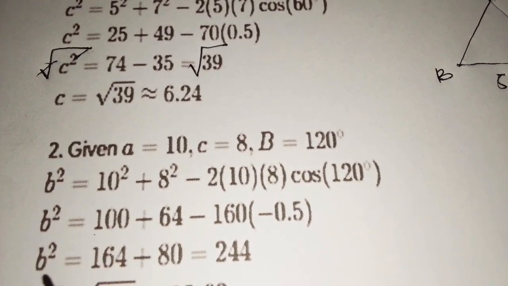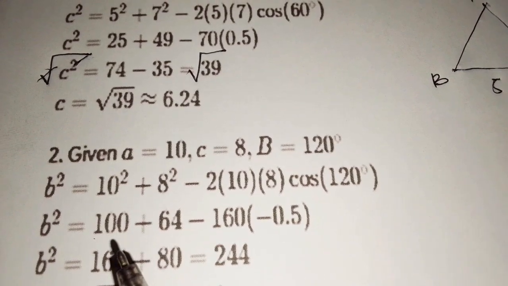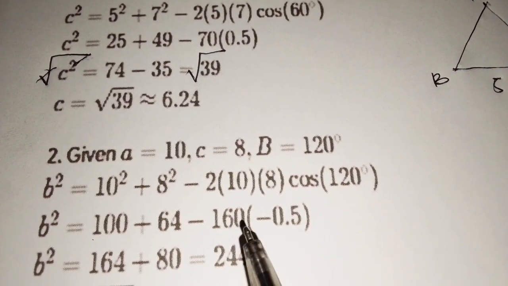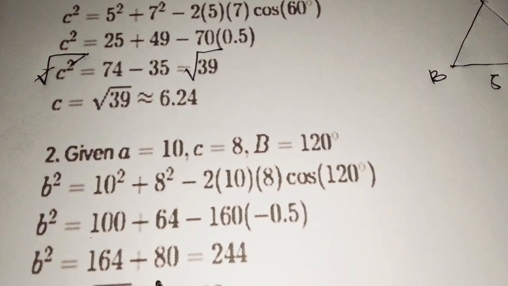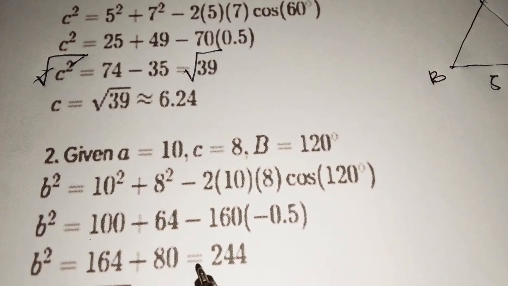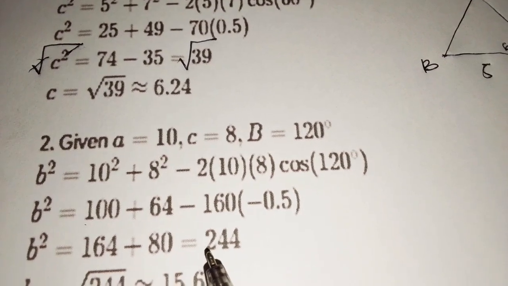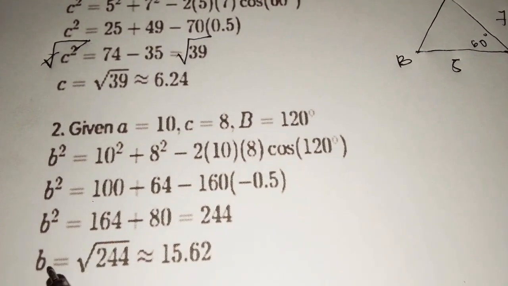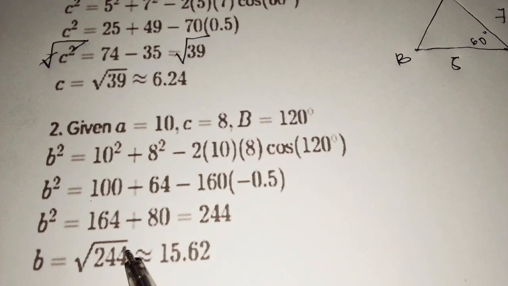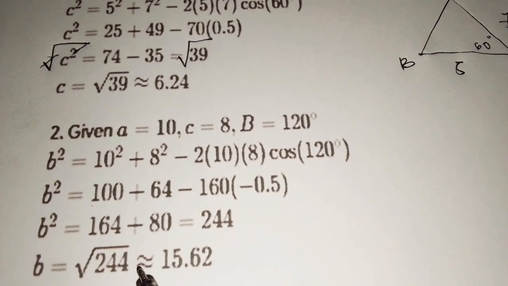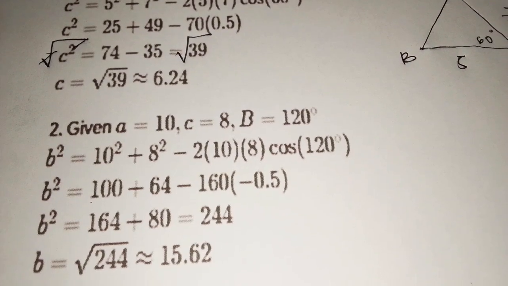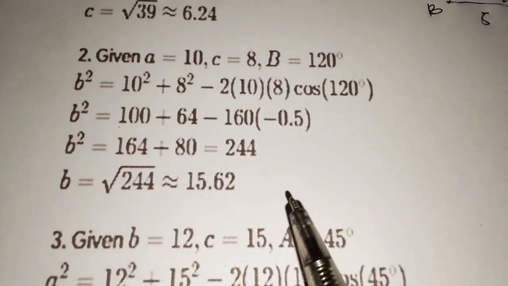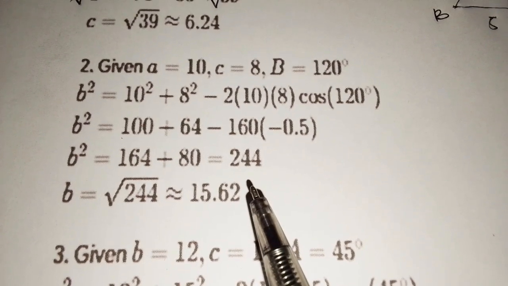Now you have again B squared is equal to 164, because 100 plus 64 is 164, plus. Why does it become plus? Because negative times negative is positive, giving us 80. So 164 plus 80 is 244. Then if you get the square root, B is equal to the square root of 244, which is approximately 15.62, and this is the answer for number 2. We don't have degrees because we're dealing with a side.